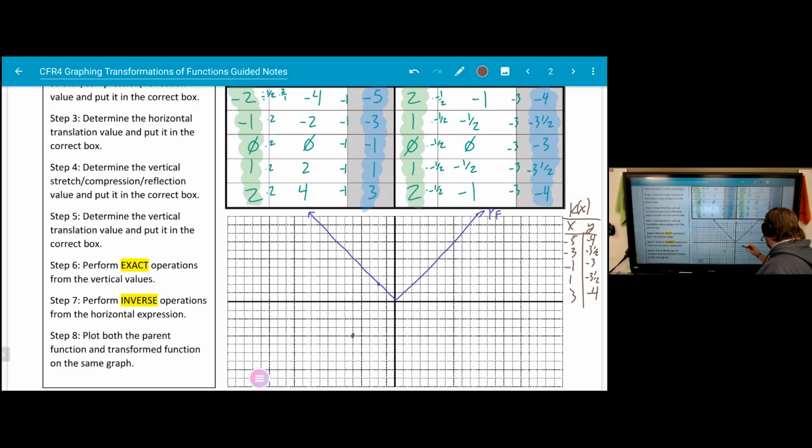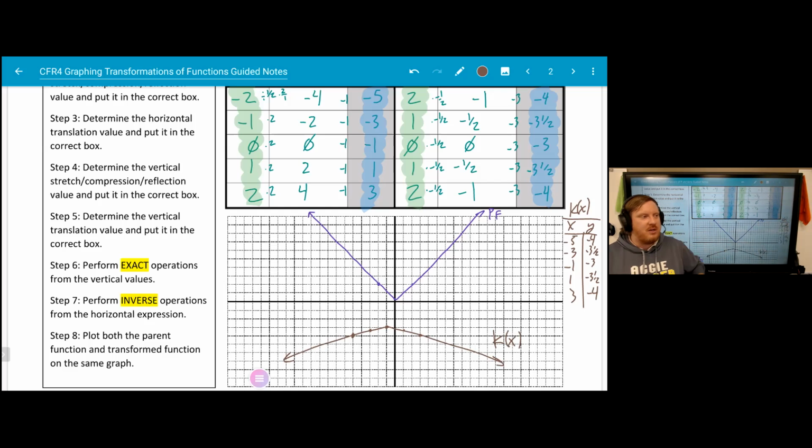Then we had -3, 1, 2, 3, -3.5, 1, 2, 3.5. Then we had -1, 3. Try that one again. Then we had 1, -3.5, and 3, -4. Whew, that's a goofy looking one, right? Let's do this here. What happened? This is our k of x. What happened?